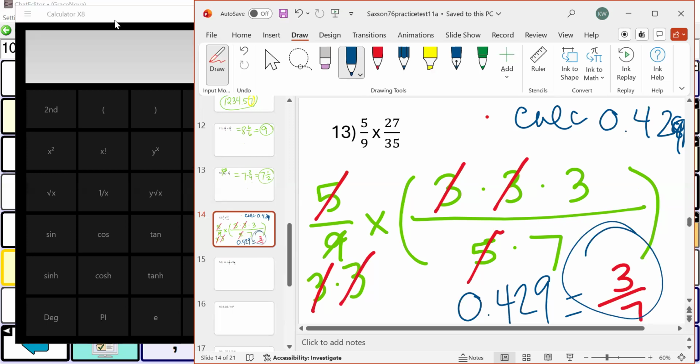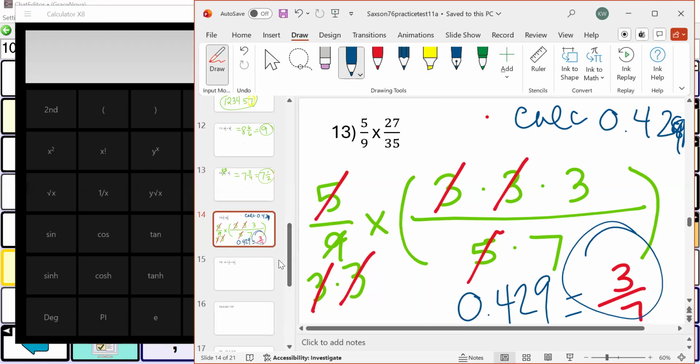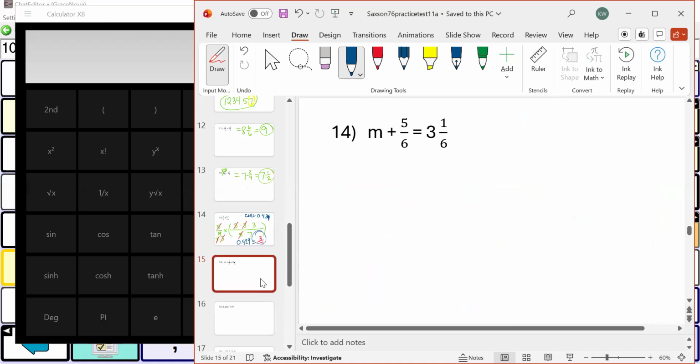And if you have a calculator that has fraction mode, it may have given you that answer as a fraction. Or you can always check your fraction by seeing if it gives you the same decimal number as the calculator did to do the problem. So there's a couple different ways for you to check your work there. Okay, let's go to the next problem.